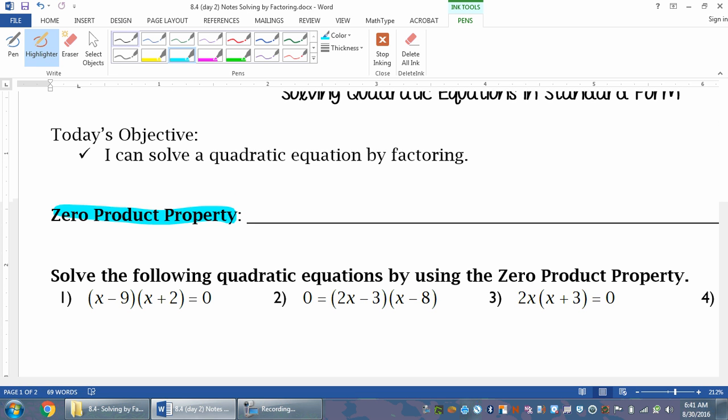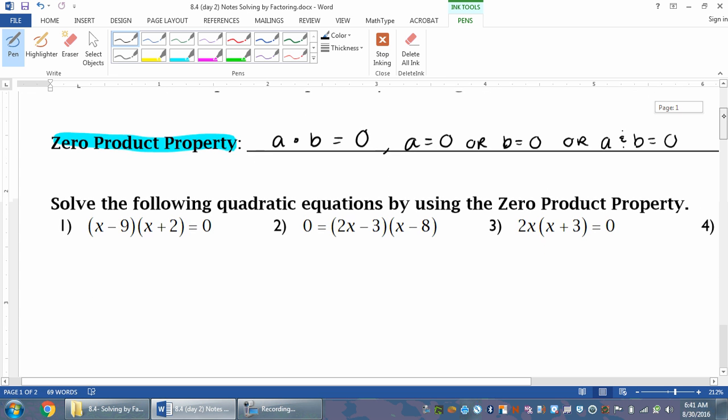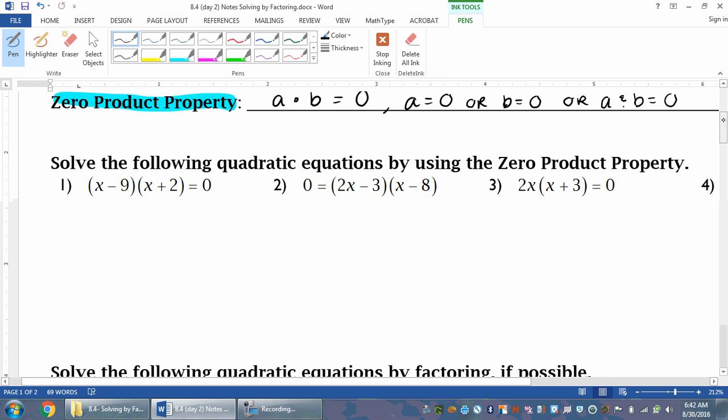Product means multiplication. The zero product property means if A times B is equal to 0, then what do we know about A or B? We know either A is 0 or B is equal to 0, or both A and B are equal to 0. Let's just quickly review solving with the zero product property from the last video.